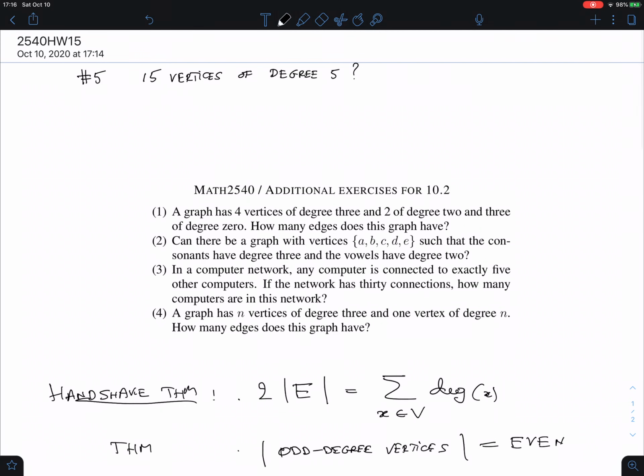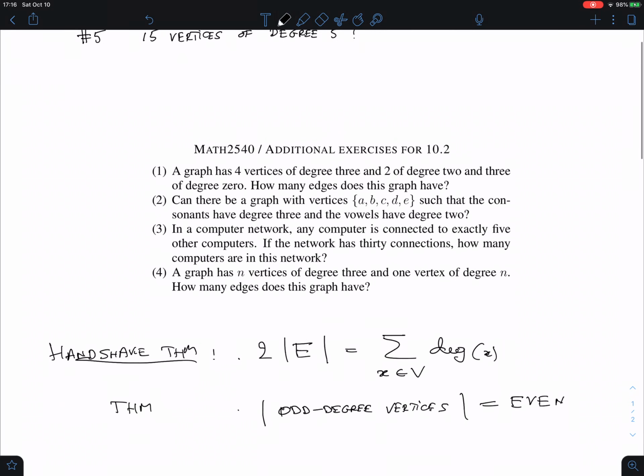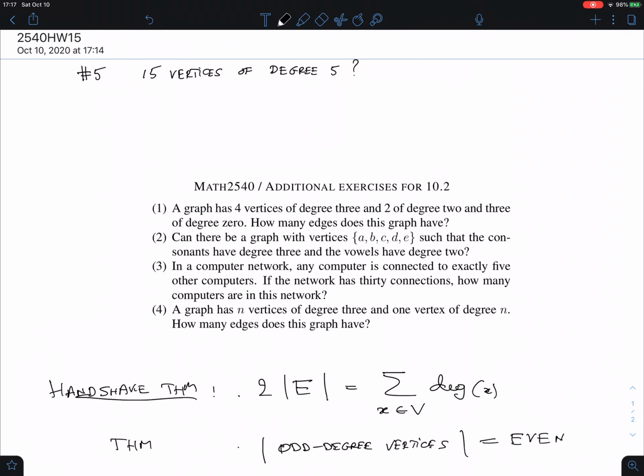So you see already that the second one is violated here. The number of odd degree vertices has to be even, and here we're saying there are 15 vertices of degree 5. That's an odd number. So no, because this should hold. There is also a second reason. You can also use the handshake theorem for the same reason, because the second theorem follows from the handshake theorem.